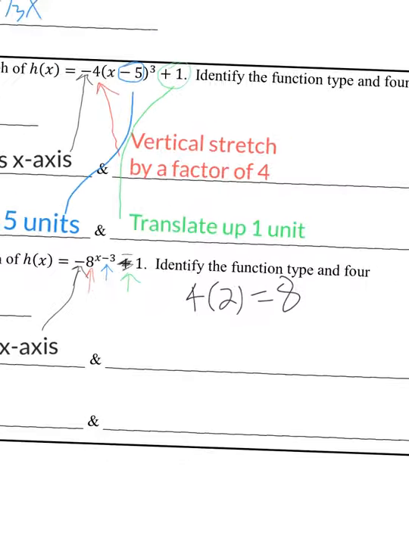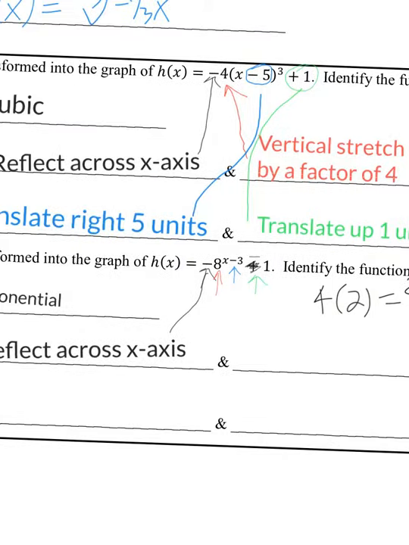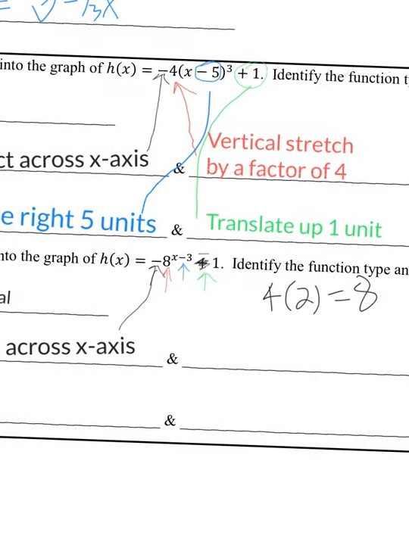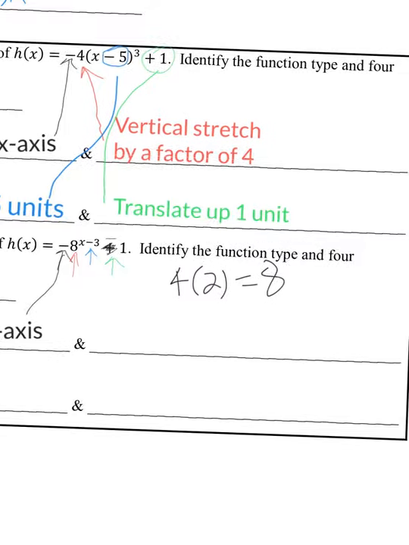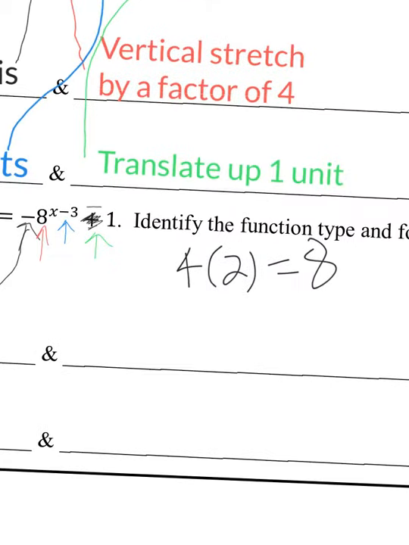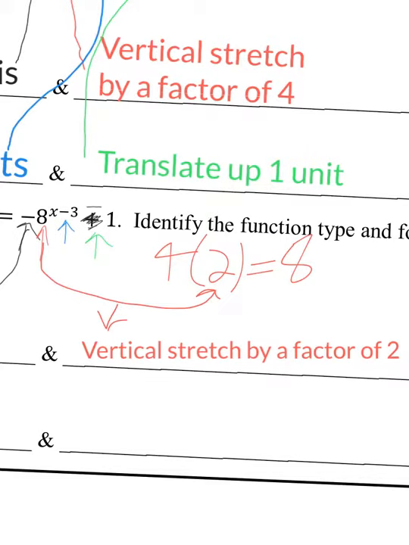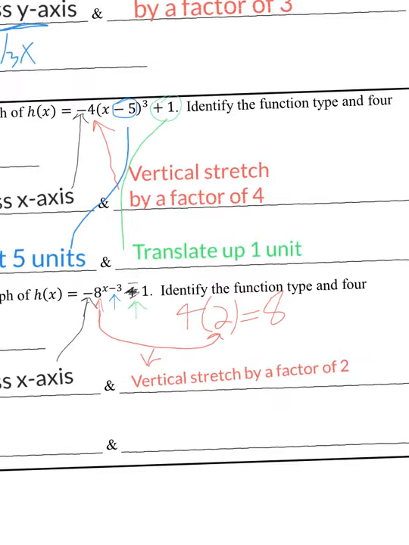So if I multiply it by 2, and that number is on the outside, because it's not part of the exponent, that is a vertical stretch by a factor of 8. Sorry, not 8, 2. You multiplied it by 2. Vertical stretch by a factor of 2. Okay, so I hope that one made sense.